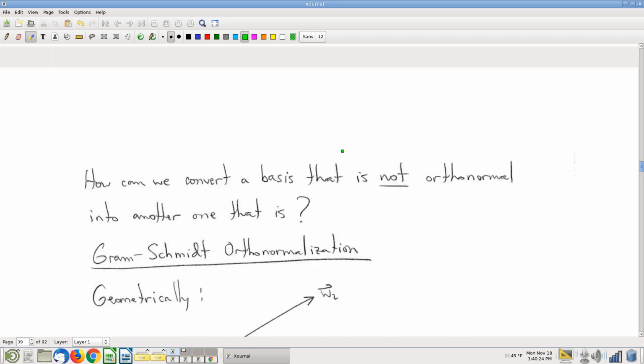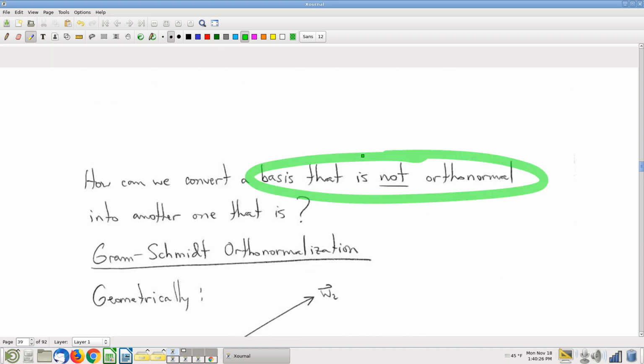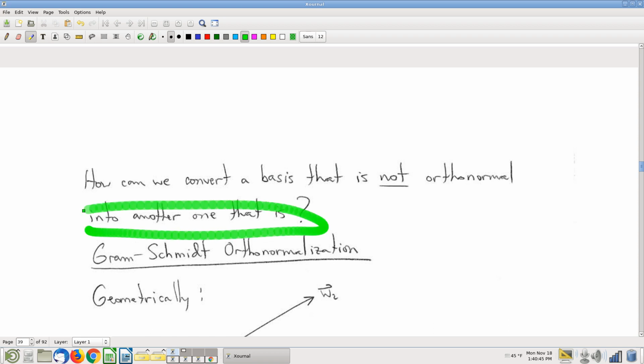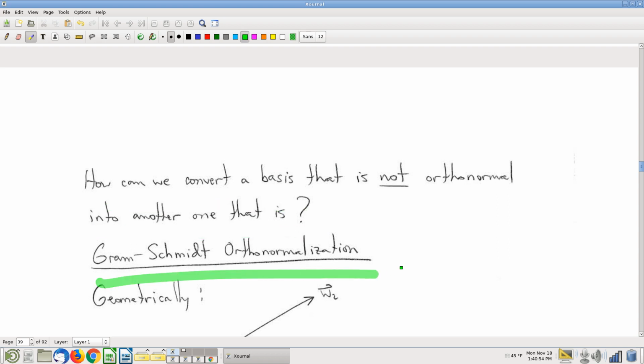The idea is if you have a basis, maybe you come up with a basis by some method, who knows what, you get some sort of a random basis. And you think to yourself, well, I sure wish I had an orthonormal basis, and I would like to convert my random non-orthonormal basis into a basis that is in fact orthonormal, so I can take advantage of all these wonderful features of orthonormal bases. Then the process is the Gram-Schmidt process.